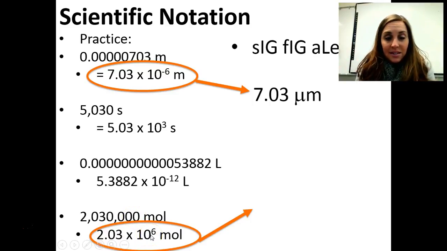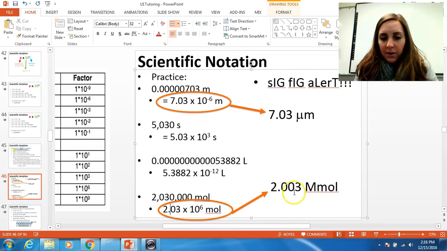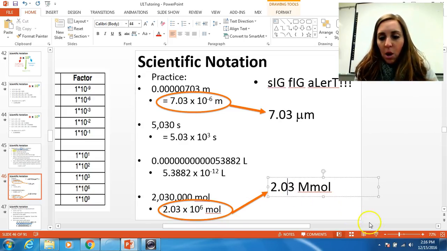10 to the 6th is the same thing as mega. So I could say 2.03 times 10 to the 6th moles, or I did it again, forgot to correct it there too, 2.03 megamoles, like this.